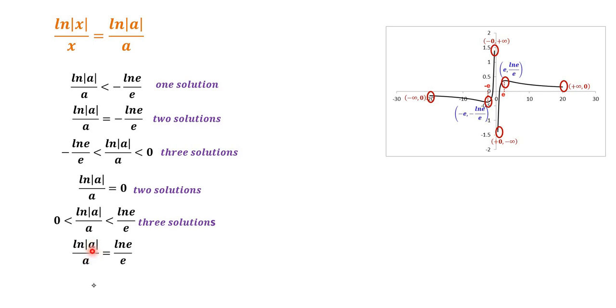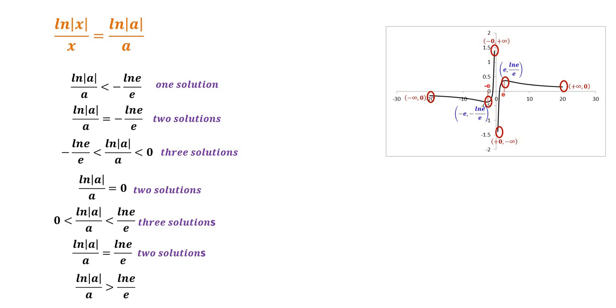ln absolute a over a is equal to ln e over e, so this straight line is at the level ln e over e. So there will be 2 intersections. One is negative right here, and the other is positive, at x equal to e. So there will be 2 intersections and 2 solutions.